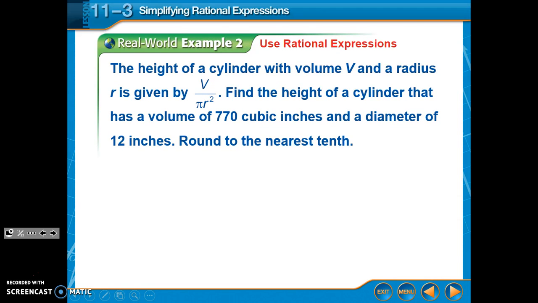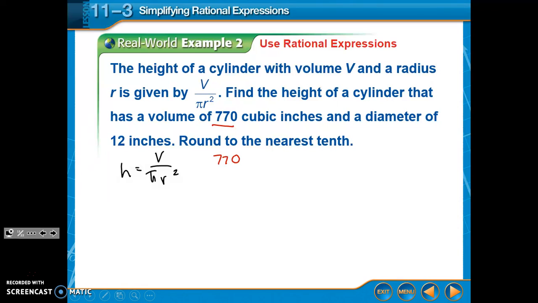Okay, so example 2. Use rational expressions. The height of a cylinder with a volume V and a radius R is given by V equals pi r squared h. Find the height of a cylinder that has a volume of 770 inches and a diameter of 12 inches. Round to the nearest tenth. Okay, so we just want to be able to use this to find the height. Okay, so the height is equal to the volume divided by pi times the radius squared. And they tell us what the volume is right there. So I can put in 770 for my volume.